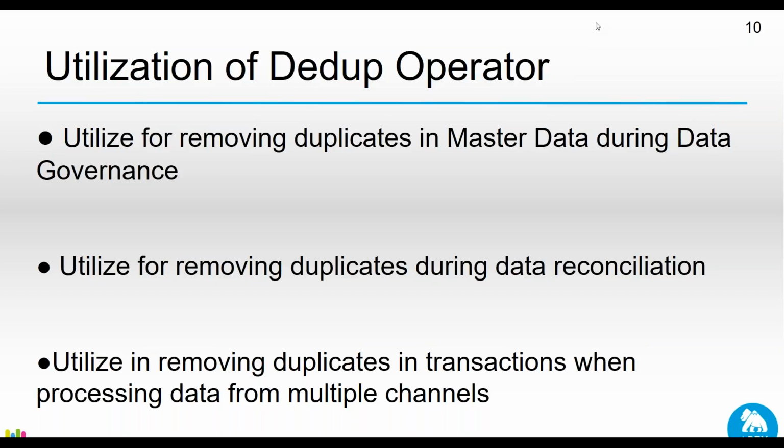The last part, what we normally see, is transaction records that are coming from different sources or different channels. While you are processing those channels, it is mandatory for businesses to ensure that they remove all the duplicate records, to make better business sense of their data. So these are the three most common utilizations of the dedupe operator that we have seen.